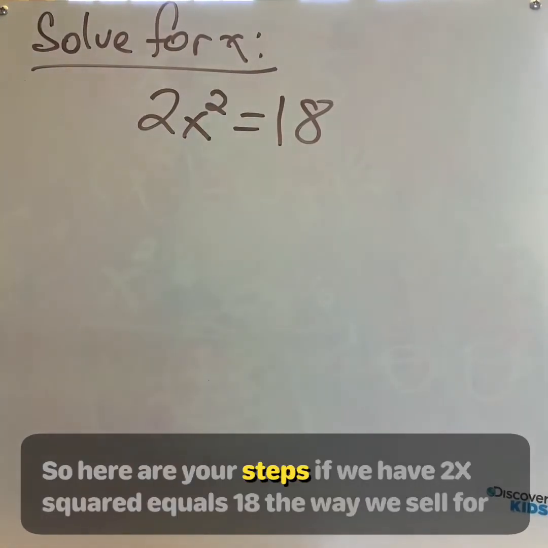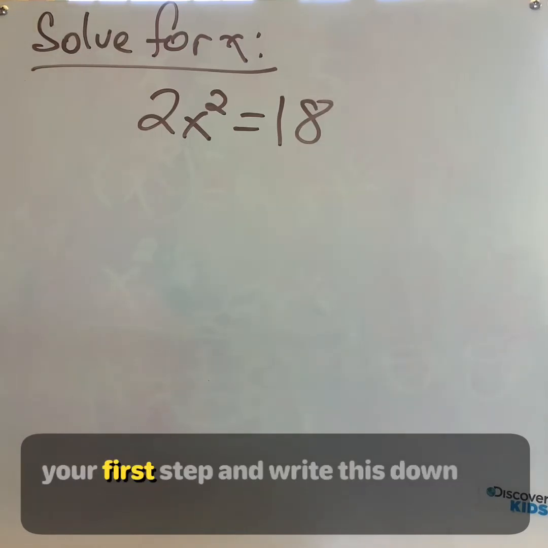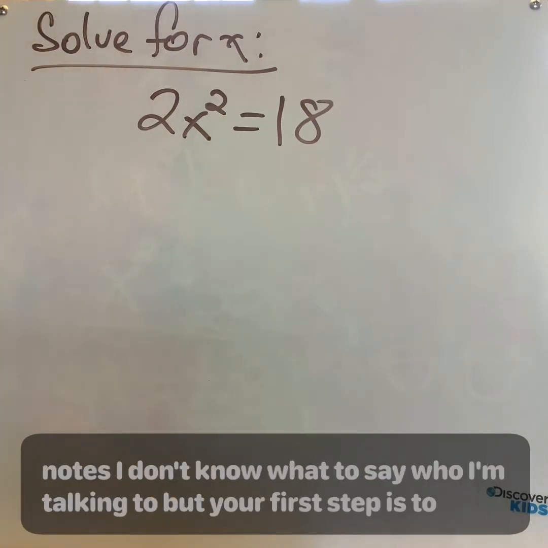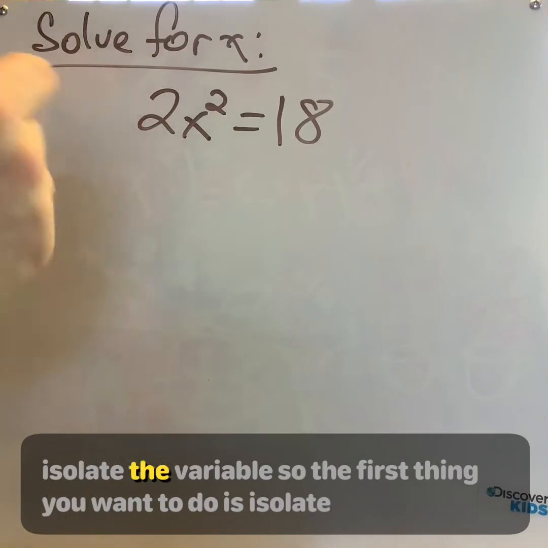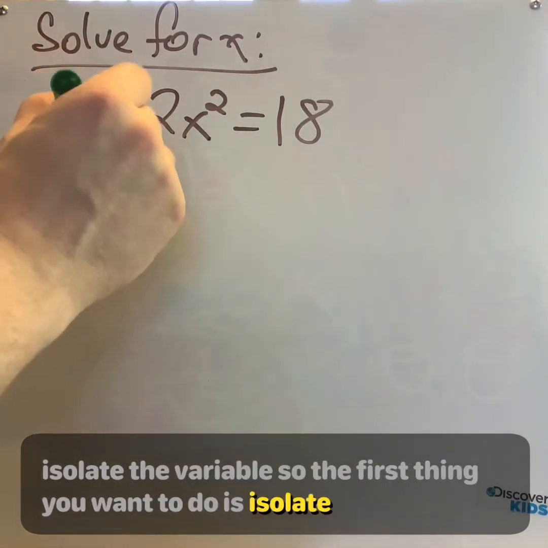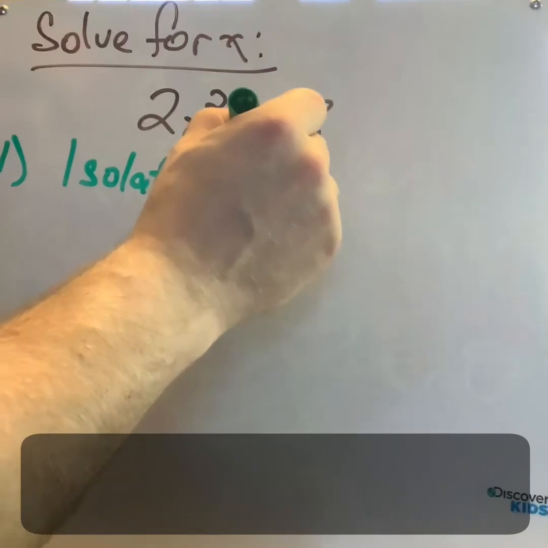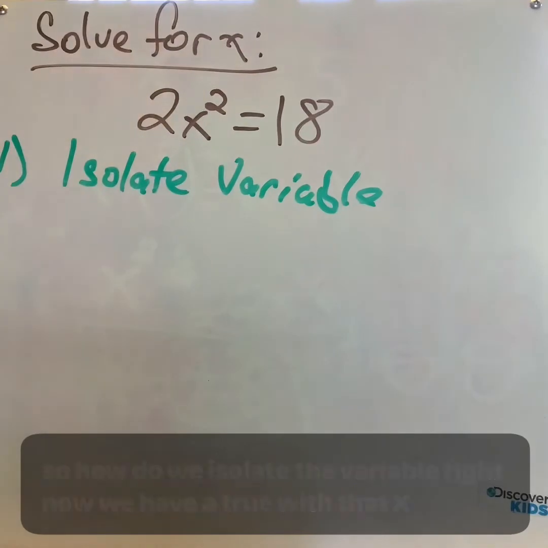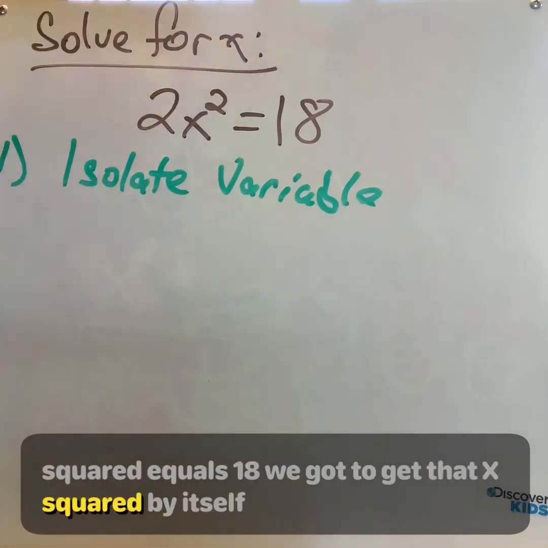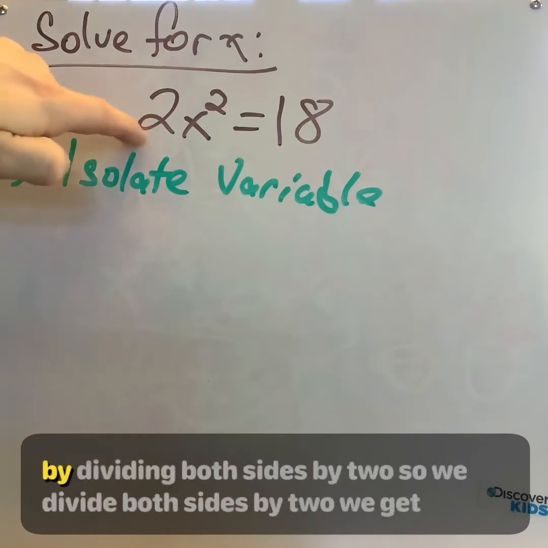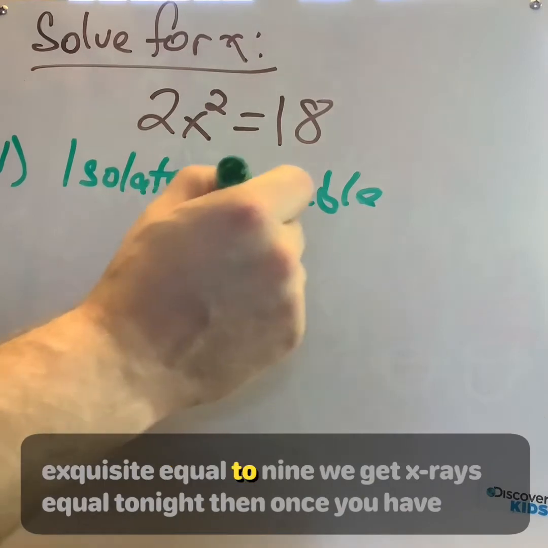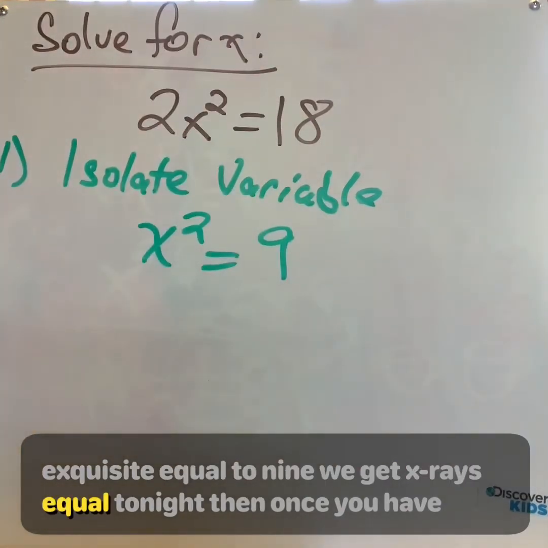So here are your steps. If we have 2x squared equals 18, the way we solve for x, your first step, and write this down in your notes, is to isolate the variable. So how do we isolate the variable? Right now we have a 2 with that x squared equals 18. We have to get that x squared by itself by dividing both sides by 2. So we divide both sides by 2, and we get x squared is equal to 9.